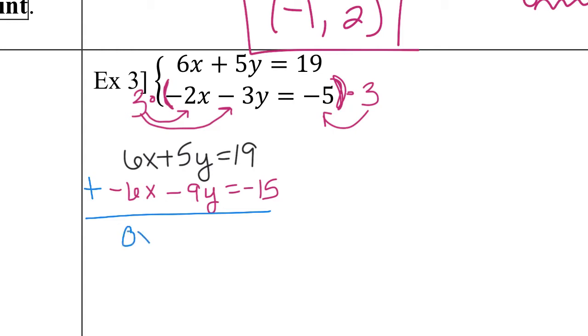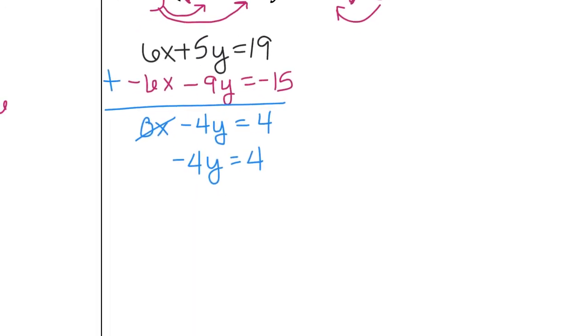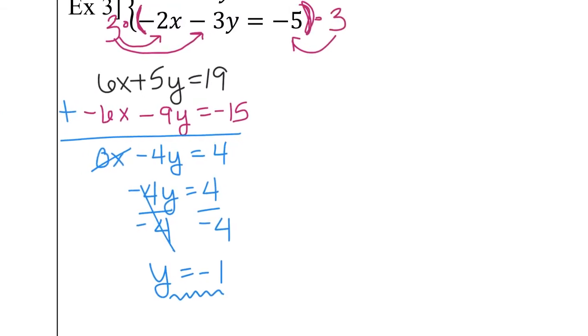6 plus negative 6 makes 0x, 5 minus 9y makes negative 4y, and then 19 minus 15 makes 4. Then 0x is just a 0, so we can ignore that. So negative 4y equals 4, and then finding y is a simple division. 4 divided by negative 4 is equal to negative 1. So now we have half of our solution.